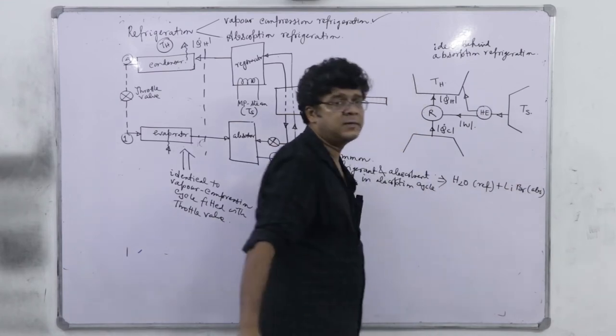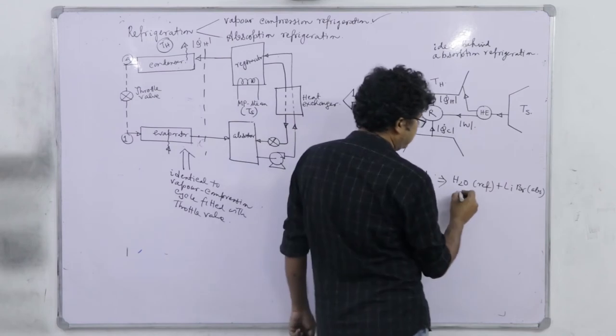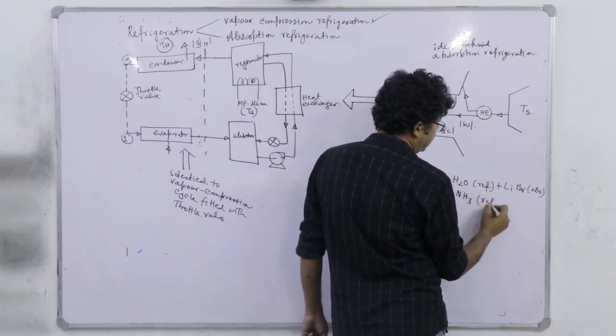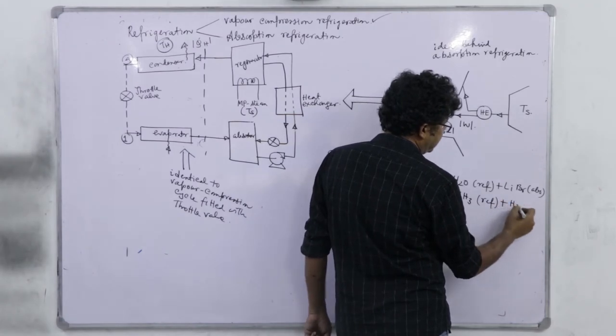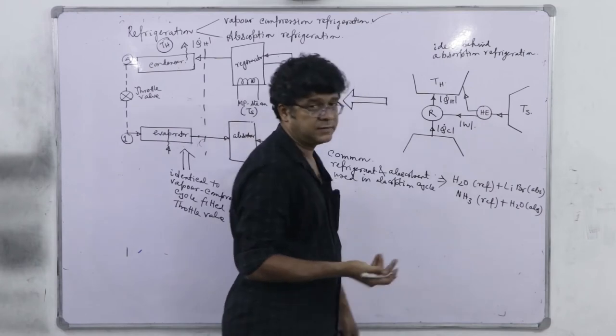Alternatively, here the problem is we cannot go below 0 degree Celsius. So we use ammonia as refrigerant and water as absorbent. So here we can go for sub-zero temperature.